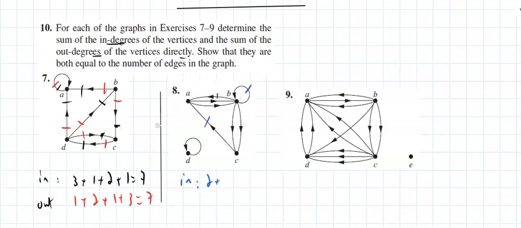On 8, if I go for in, on A, 1, 2. On B, 1, 2, 3. On C, 1, 2. And on D, only 1. That is 3, 4, 5, 6, 7, 8. If I look for the out, on A, we have 2 going out. On B, we have 1, 2, 3, 4. On C, we have 1 going out. And on D, we have 1 going out, 4, 5, 6, 7, 8. They are equal.